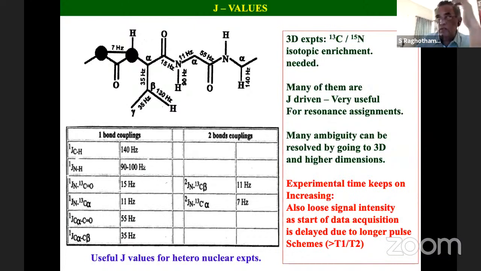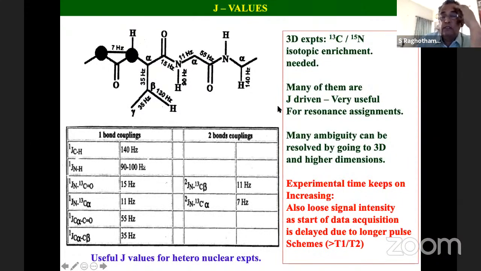If time and frequency are related, one can pick and choose whatever they want. Now, if you want a nitrogen-proton correlation, you should tune it to 90 hertz. Likewise, the nitrogen-C13 is about 15 hertz, nitrogen to C alpha carbon is 11 hertz, alpha carbon to CO is 55 hertz. So one should get familiar with all these coupling constants, because many of these multi-dimensional experiments need this information.